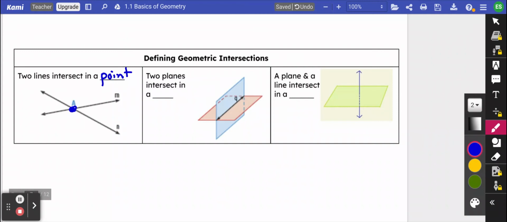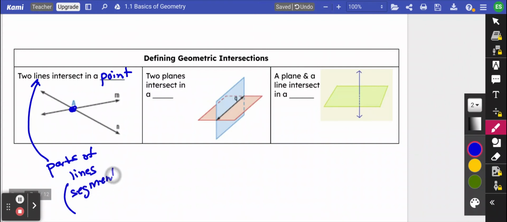When I say two lines, that could be parts of lines as well, meaning we could use segments or rays. Segments intersect in a point, rays intersect a point, a ray and a line intersect in a point.